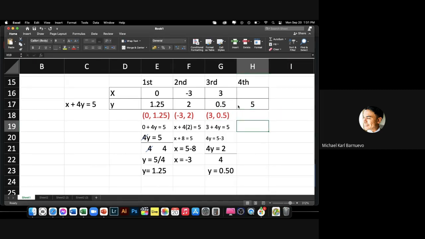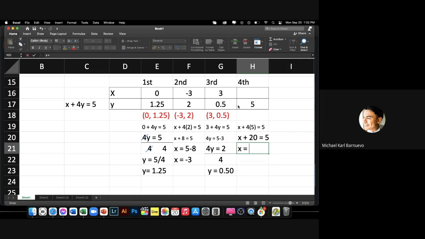Fourth coordinate, the value given to us is 5 for y. So let's compute for x. Again, let's use substitution. X plus 4 times 5 is equal to 5. So that is, tama ba? Yes. X plus 4 times 5, that is 20, is equal to 5. Then we transpose 20 to the other side.